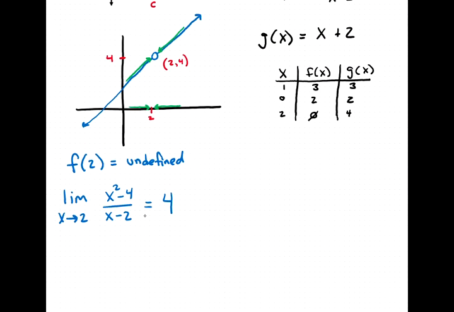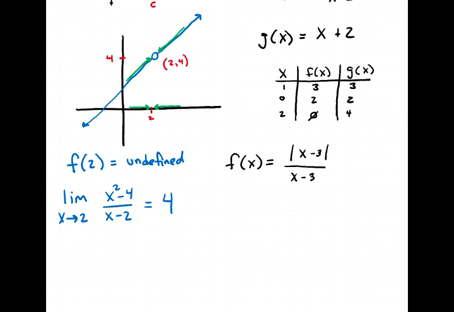Now, there are other cases where the limit is not defined, where there's no specific point in the xy plane that the points on the graph are approaching. Let's say, for example, and let's go with f of x is equal to the absolute value of x minus 3, divided by x minus 3.